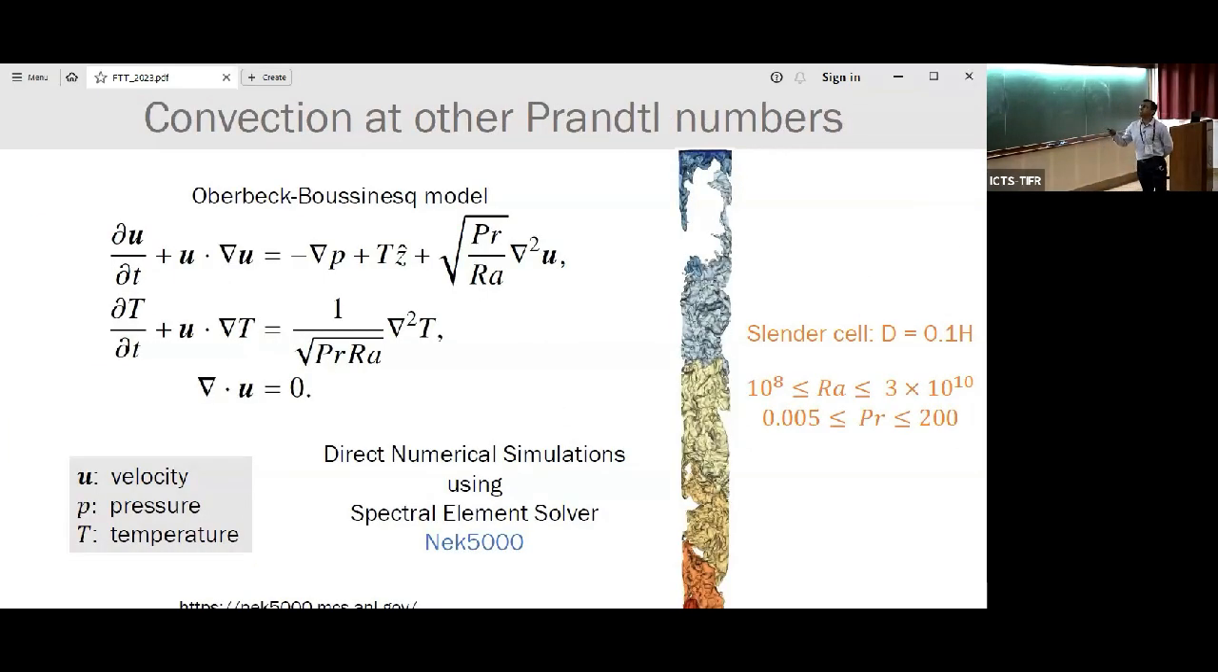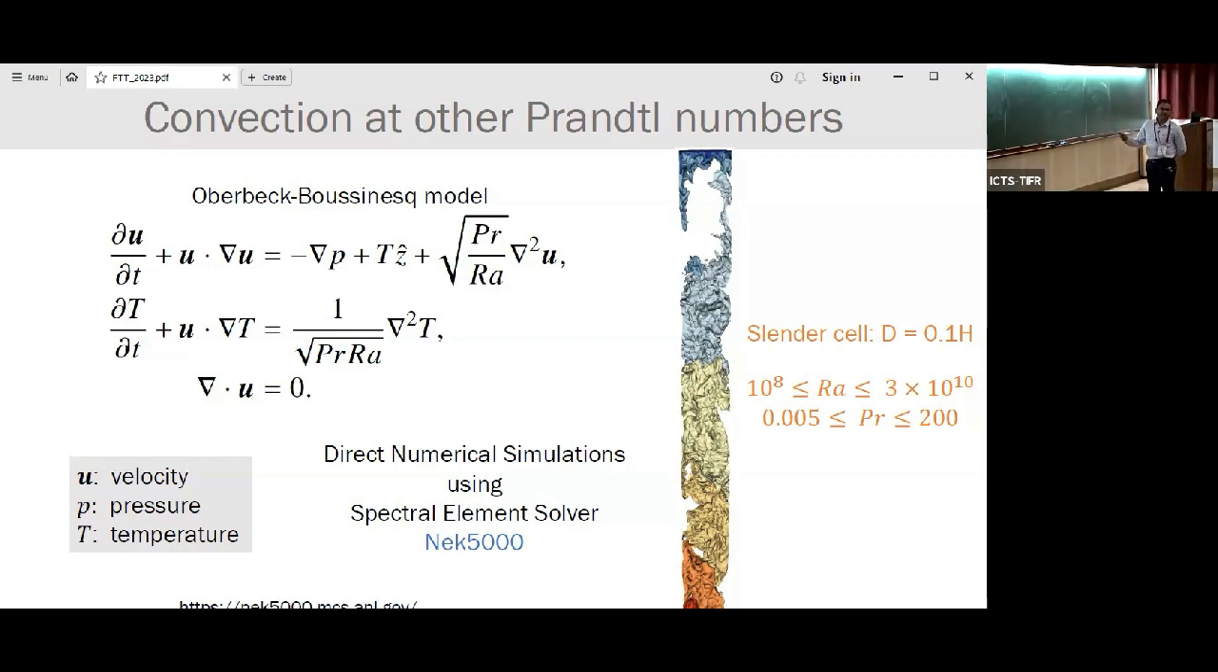So yeah, this is the domain, the same domain which Karthik and co-workers took. And now we have performed simulations between Prandtl number 0.005 and 200. So this corresponds to liquid sodium, and this corresponds to some silicon oils, and we could only reach up to a Rayleigh number of 3 times 10 to the 10, which is expected because you are going down in Prandtl number.